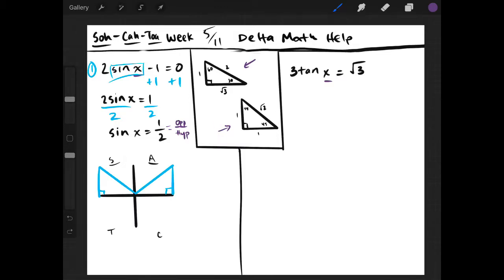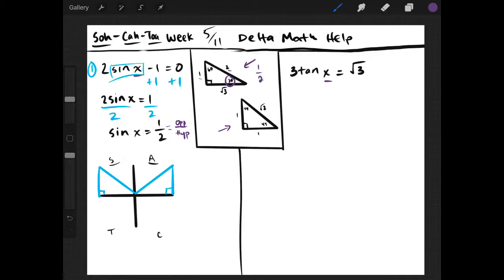So we look at the 30, 60, 90. Again, sine is opposite over hypotenuse. We can check either the 60-degree angle or the 30-degree angle. If we did 60 real quick, opposite from the 60 is root 3. The hypotenuse is 2. So sine of 60 is root 3 over 2. We don't want that. We want 1 over 2. So if we go back and look at 30, opposite the 30 is 1. The hypotenuse is 2. That gives us 1 over 2, which is exactly what we want.